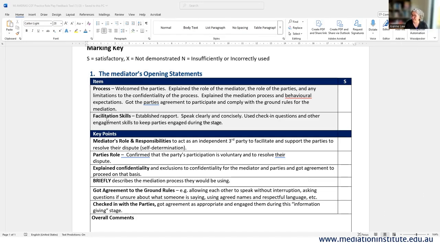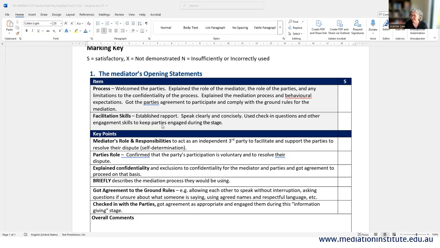Thanks. So what we're really wanting to make sure in those opening statements is that you're explaining your role, the role of the parties, any limits to confidentiality, the mediation process and behavioural expectations, and getting agreement from the parties. Now, in context, you will have discussed this in pre-mediation. So what you're doing is refreshing people's memory around those behavioural expectations, getting their agreement. If you need to hold them to account, then you've got that commission.